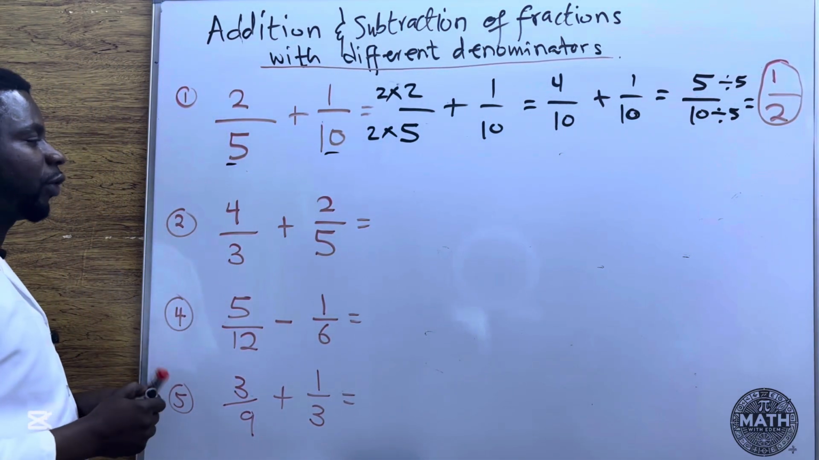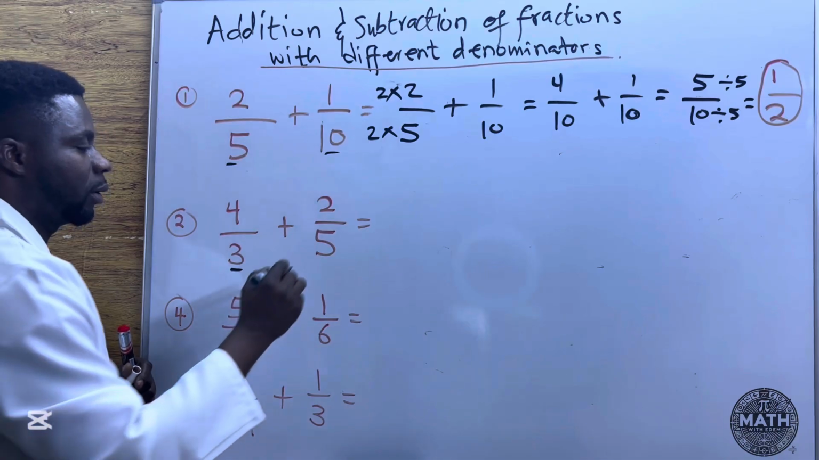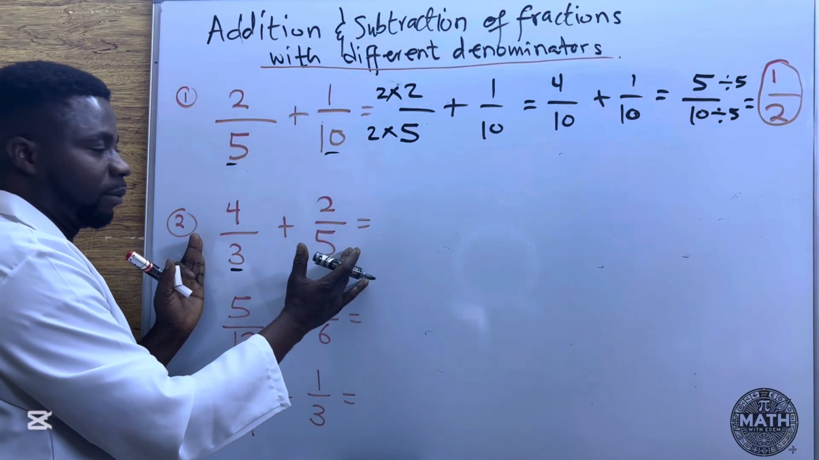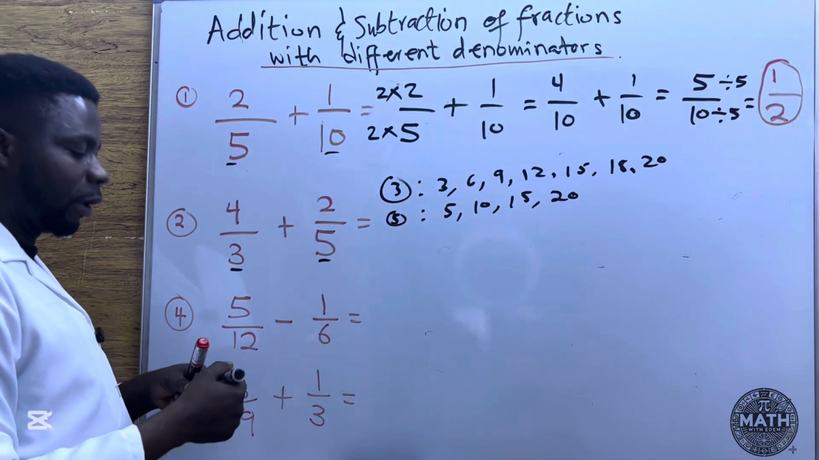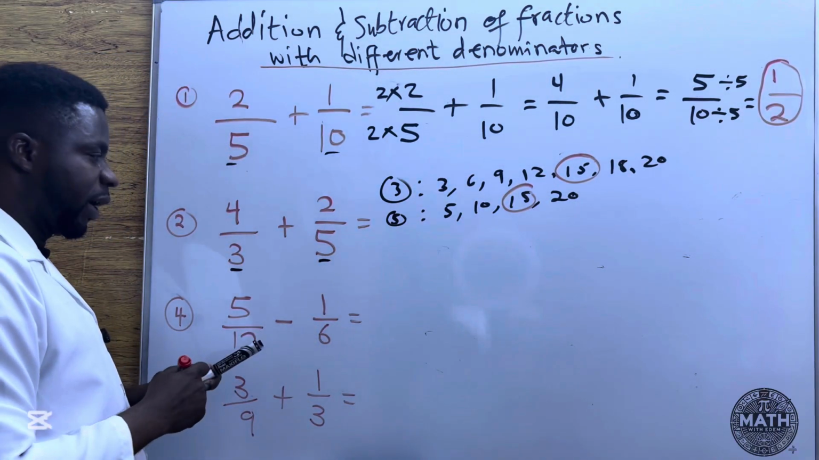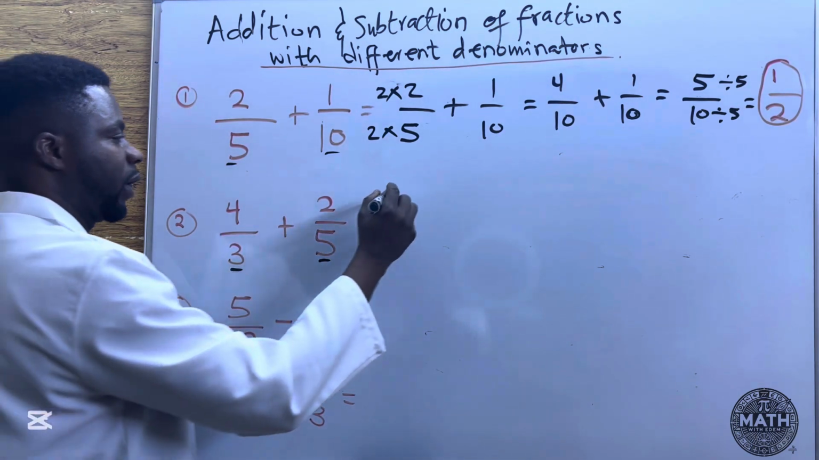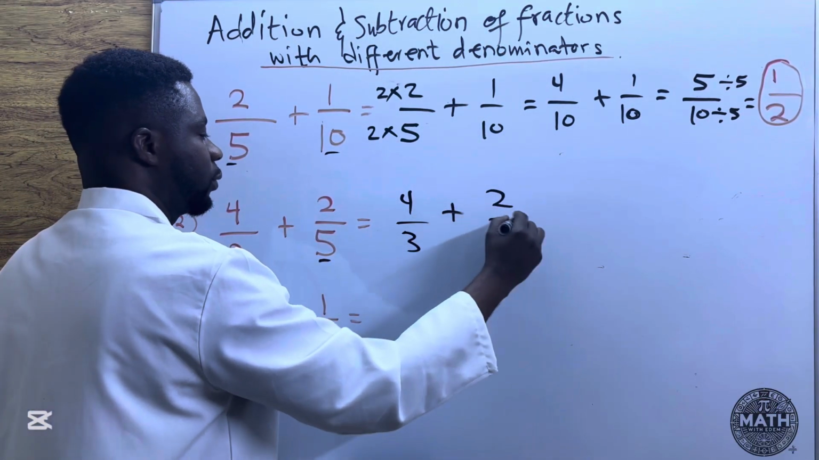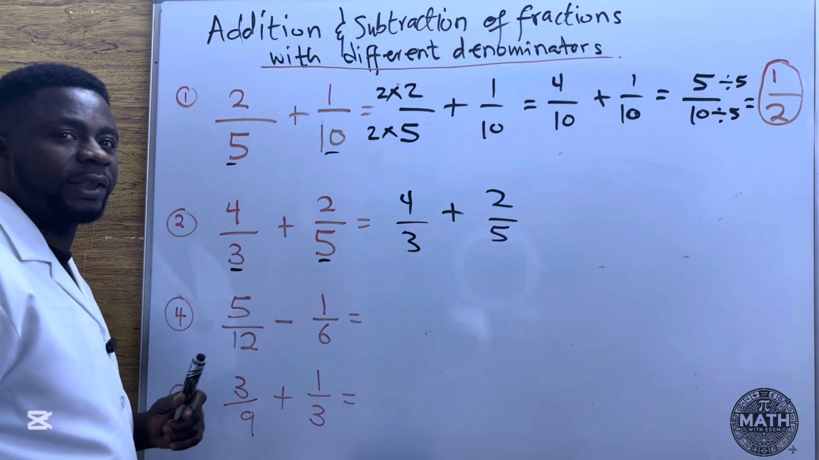Now let's come to question number 2. What are the denominators? We have 3 and then we have 5. So our focus now is to make the denominators the same. So let us find the lowest common multiple of the two denominators. So what is the lowest common multiple? It's 15. So we are going to make both denominators 15. So I'm going to rewrite the fraction. We have 4 over 3 plus 2/5. We already know that the LCM for the denominators is 15.